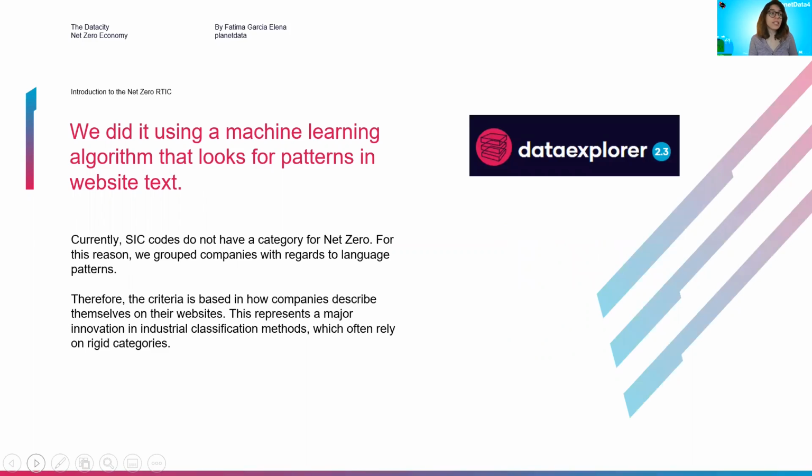And how did we do this? We did it using a machine learning algorithm that looks for patterns in website text. Basically, this algorithm analyzes the text of companies' websites and finds patterns in language and recurrent keywords. Then it groups together the companies that have similar patterns in language on their website text. This is how we can move beyond the traditional categorical frameworks for industrial classification, such as SIC codes. These frameworks allow companies to choose the categories that they believe they are in, but they are very rigid and don't allow for an interdisciplinary approach to new economies or new practices or new sectors like what we are doing with net zero.